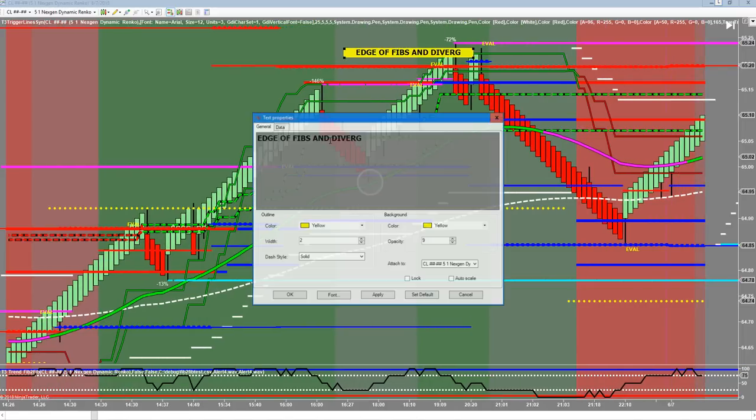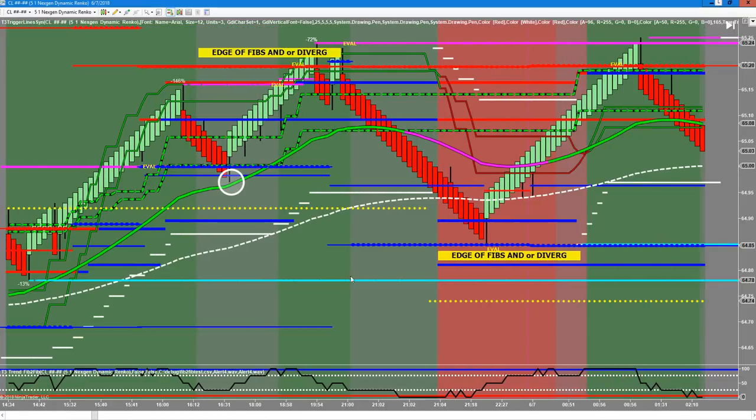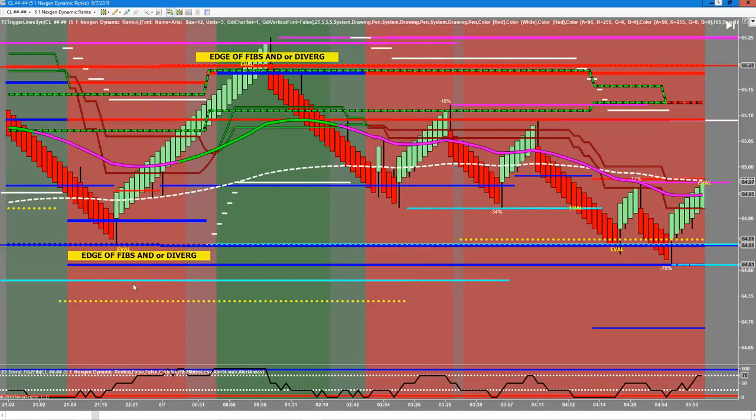how's this? I can use this one. Edge of fibs and or divergence. Agreed? Bunch of blue lines. Bunch of red lines. You see, it's just a mess. Sometimes they get a little bit choppy. And look, sometimes when they get choppy in between two areas, that's okay. This is where our counter trend traders really thrive.